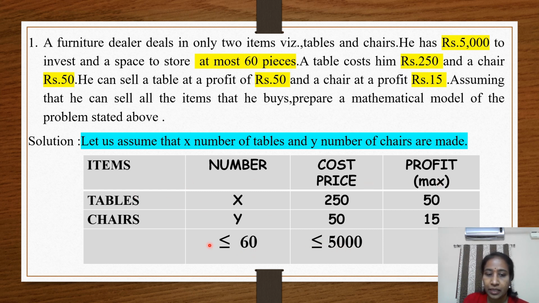So once again I explain the table. It is two items, tables and chairs. The number of tables is X, the number of chairs is going to be Y. The cost price of each table is 250 and each chair is 50 rupees. The profit of each table is 50 and the profit of each chair is 15. The total number of tables and chairs should not exceed 60 because I have space to store only 60 pieces. So I write less than or equal to 60. And I have only 5,000 rupees to invest. So I will write less than or equal to 5,000 rupees here.